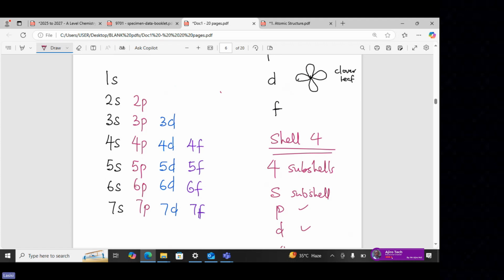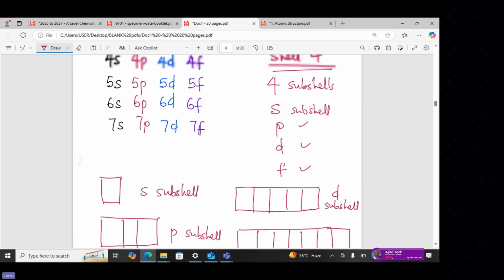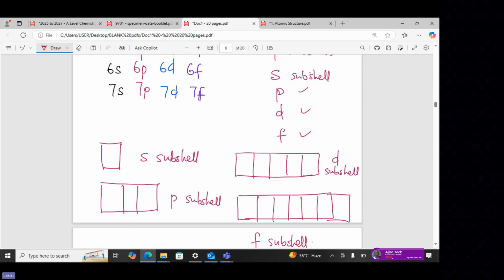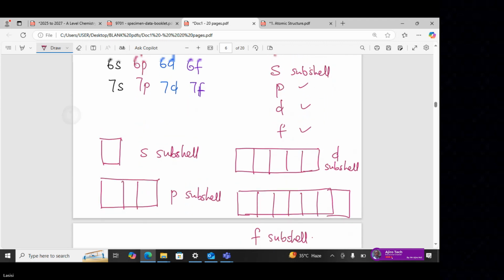S subshell contains only 1 orbital. Look at that, put it here. 1, yes. What about P subshell? How many orbitals are there? 3 orbitals. What about D subshell? 5. What about F subshell? 7.